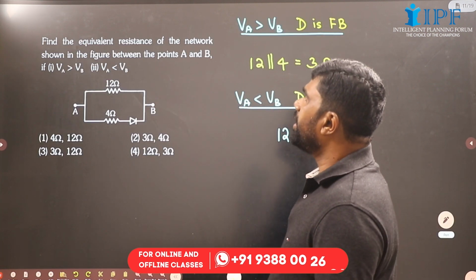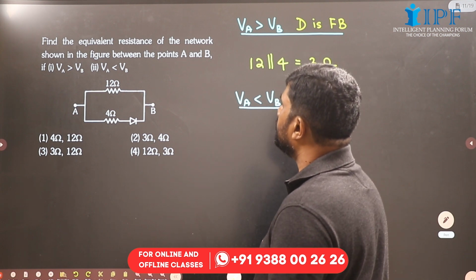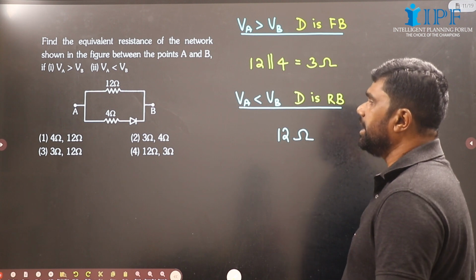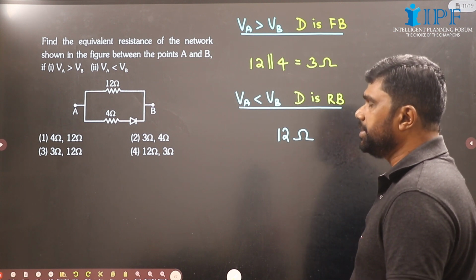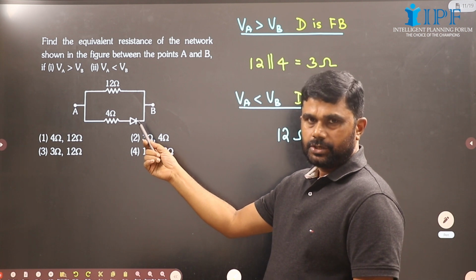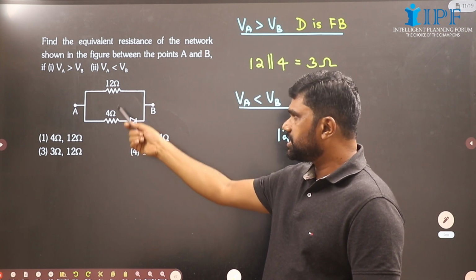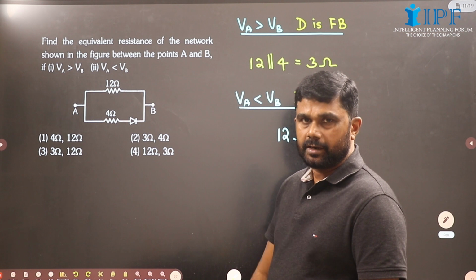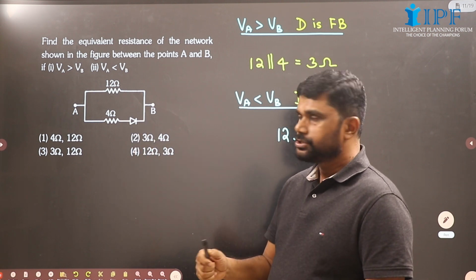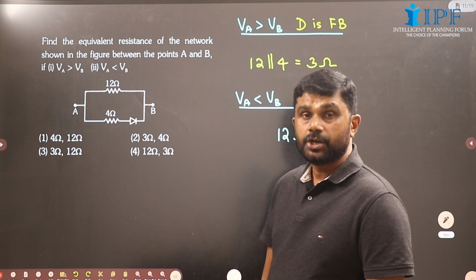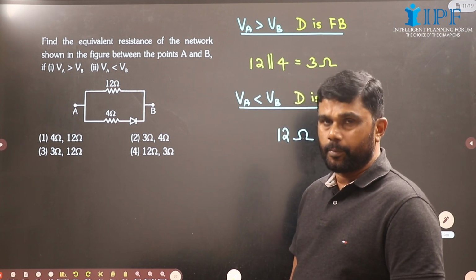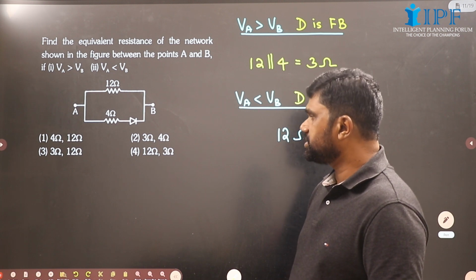Now find the equivalent resistance of the network shown in the figure between the points A and B when VA is greater than VB. When VA is greater than VB, this will be forward biased. Forward biased means it will be just like a conducting wire. So we have two resistances in parallel, 12 into 4, 48, divided by 12 plus 4, 16. That is 3 ohm. So 3 ohm in the first case.